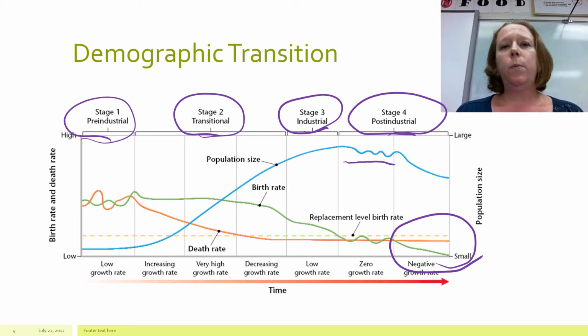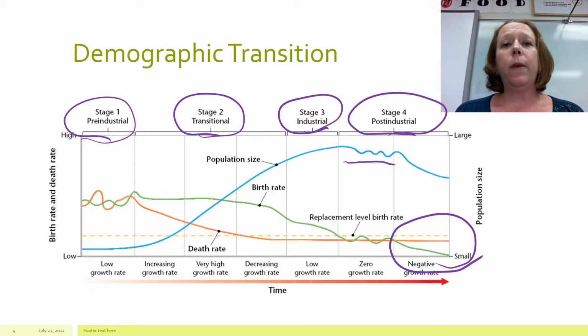Japan. Japan is dealing with this issue right now because they have a high number of old people, but very low numbers of kids. They're not having as many kids because people are focused more on their careers and aren't as interested in having families.